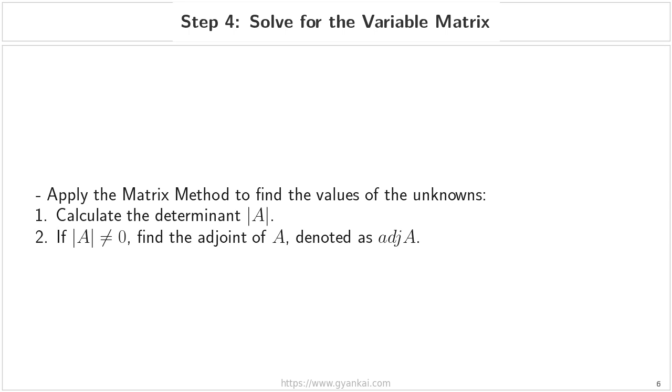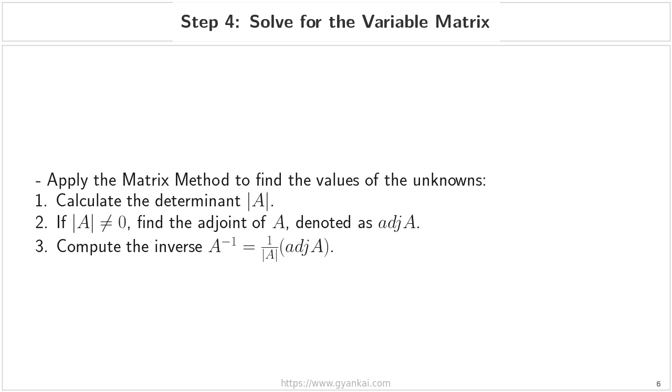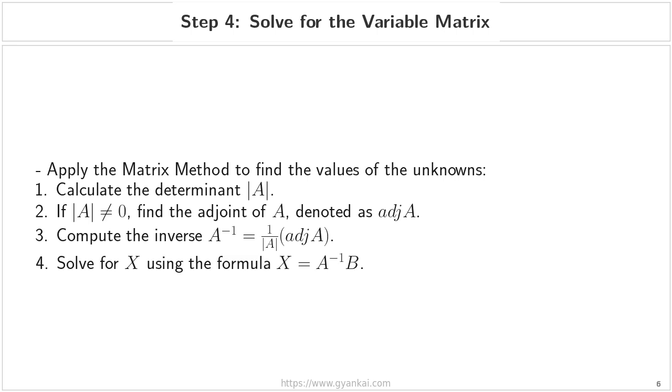Second, if we find that the determinant of A is not equal to 0, we can proceed to find the adjoint of A, which is written as adj A. Third, once we have both the determinant and the adjoint, we can compute the inverse of matrix A. We express this as A inverse, which is equal to 1 divided by the determinant of A, multiplied by the adjoint of A.